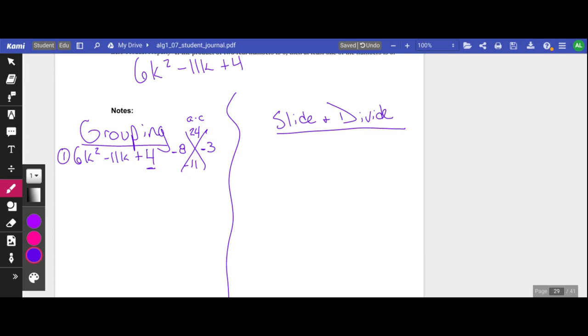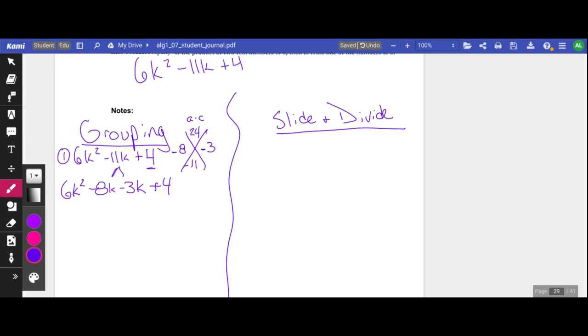Instead, you have to split this negative 11k and say, this isn't negative 11k anymore. This is negative 8k. So let me write that out. Negative 8k minus 3k. Because think about that. If I were to combine like terms, that would combine back to 11k. So I'm just going to split it into those 2. And I'm going to leave this 6k squared the way it is and the plus 4 the way it is.